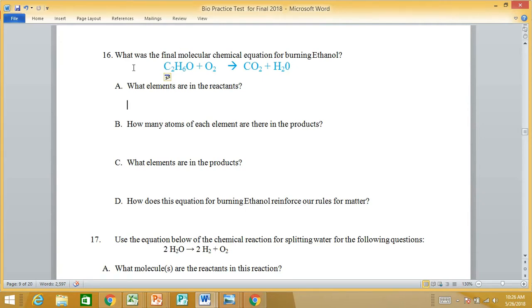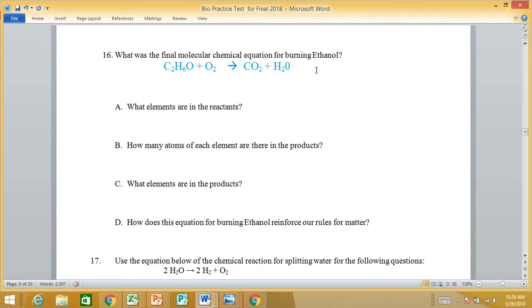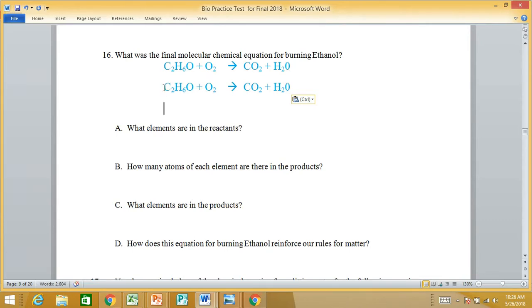And just so you know, I realize this isn't balanced. I'm not going to be concerned about whether you're able to balance it or not. I will show you what it looks like. So if this is our equation and we want to balance it, it's going to be 2 there, 6 there, 4 there, and 6 there.